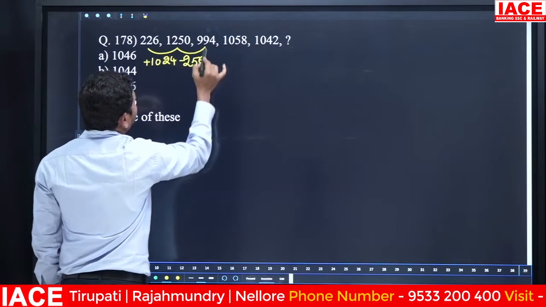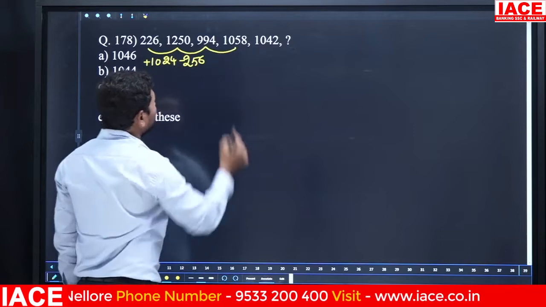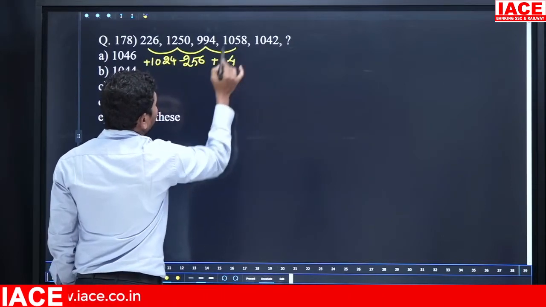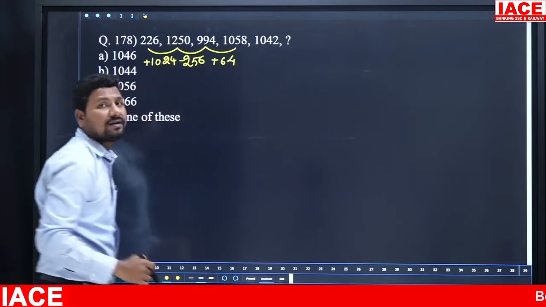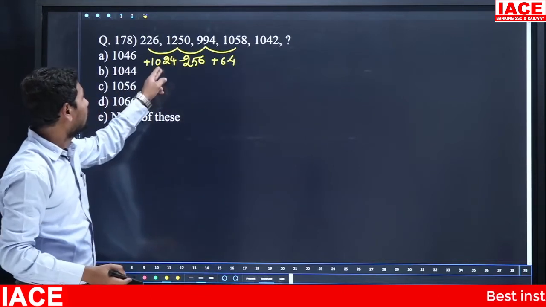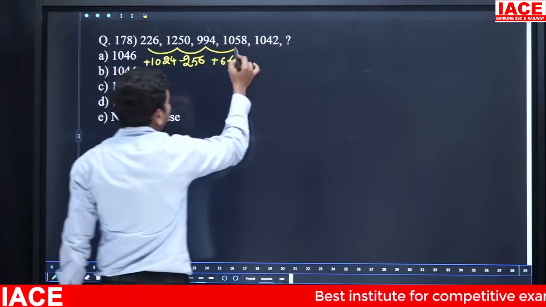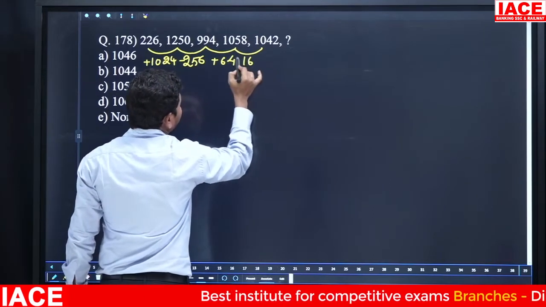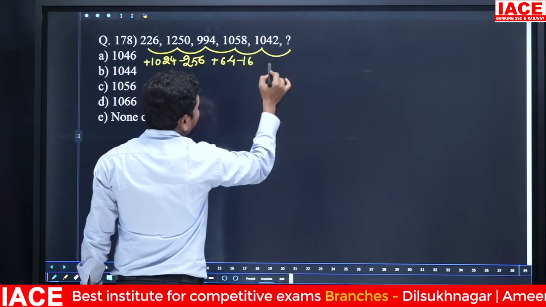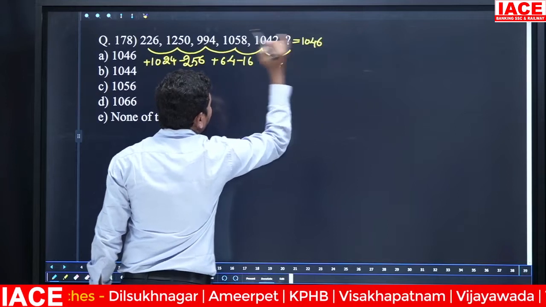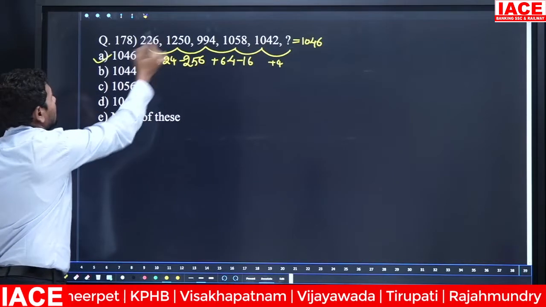And next 994 became 1048 means added. 4 became 8 means 4 added. 99 became 105 means 64 added. By the series you can understand 1024 by 4 is equal to 256. 256 by 4 is equal to 64. Then 64 by 4 is equal to 16. Next we can do by 4, that is you can add it by 4. Then the final answer is what? 1046. Then 1046 means option A.